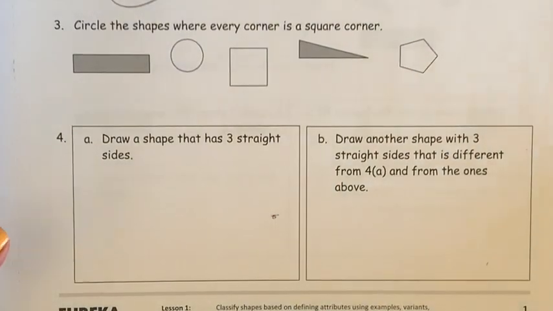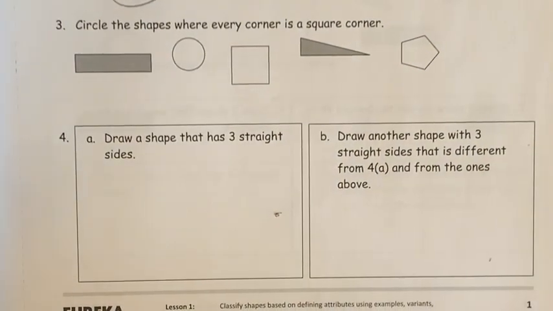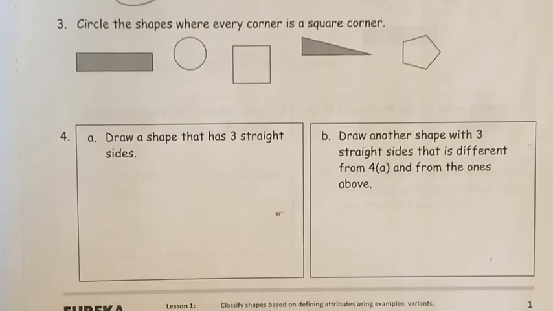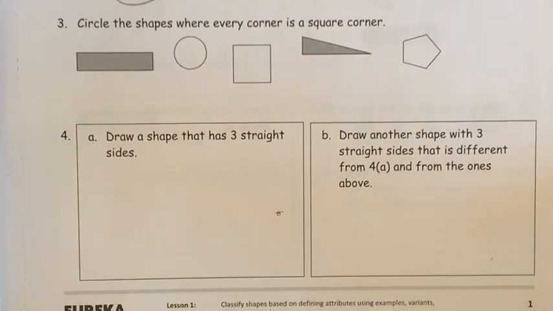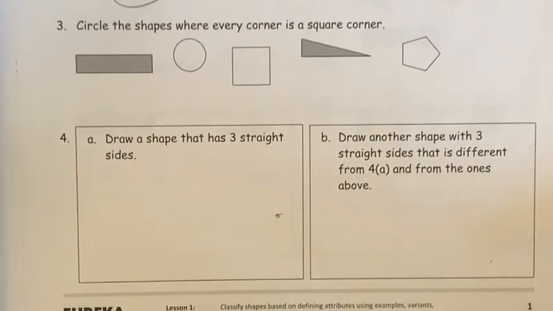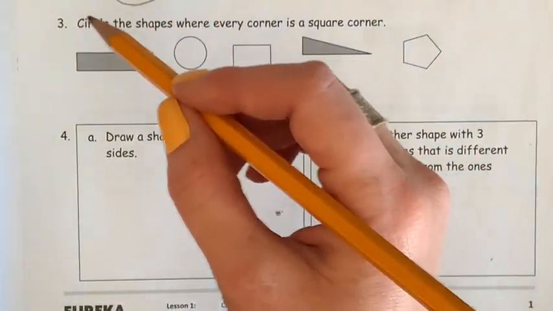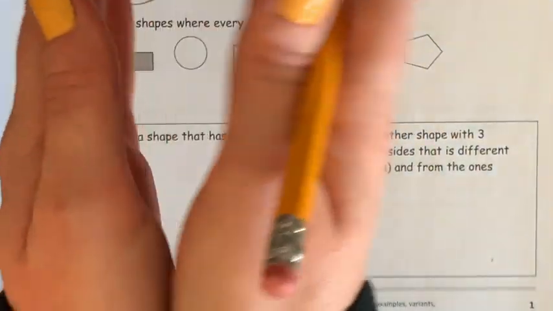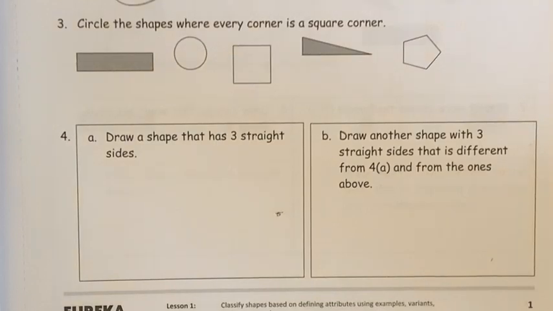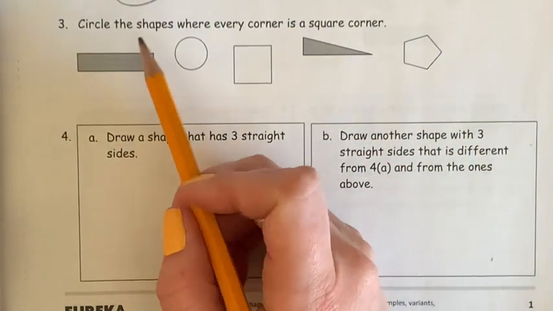Moving on to number 3, now we're going to circle the shapes where every corner is a square corner. Remember when we talked about square corners before, we were describing the corners that make that perfect L shape. They can't be too wide and they can't be too narrow. So let's take a look at the first shape.